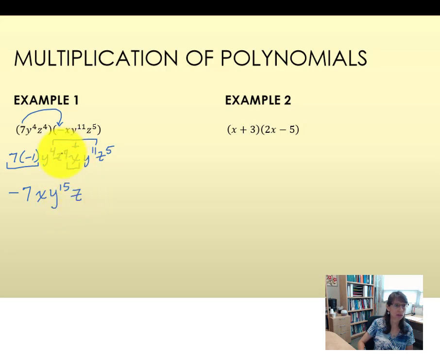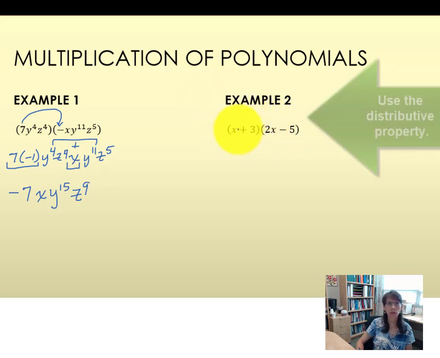Last, I have base of z. 4 and 5 make 9. I have each base written one time, and each base is written with a positive exponent, so that problem is complete.